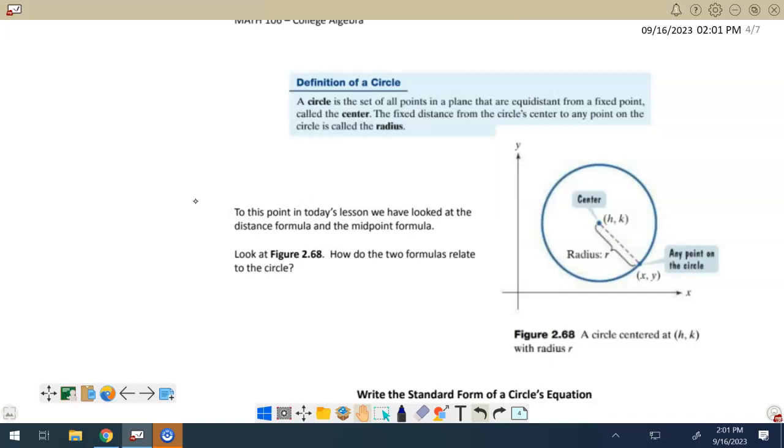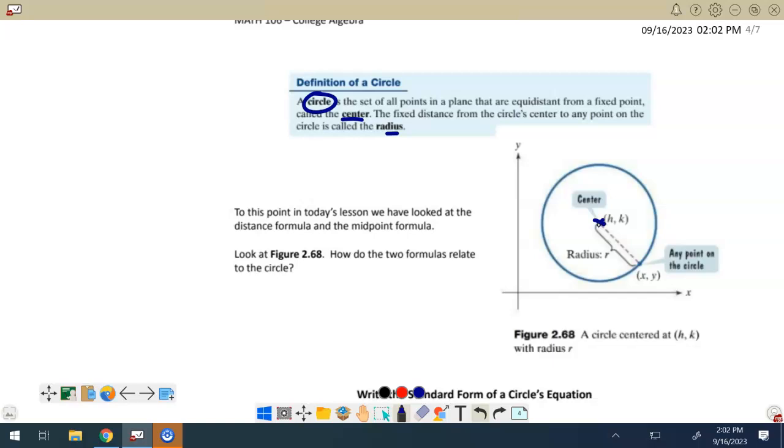All right, so let's start with the definition of a circle. A circle is the set of all points in a plane that are equidistant from a fixed point called the center. So that's an important term there. The fixed distance from the circle's center to any point on the circle is called the radius, which is another important point. So if you take a point as your center and you grab all the points that are the same distance away from that center, the shape that's going to create is the shape of a circle, the shape that you learned in kindergarten.